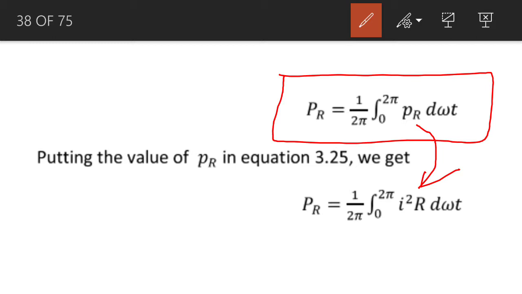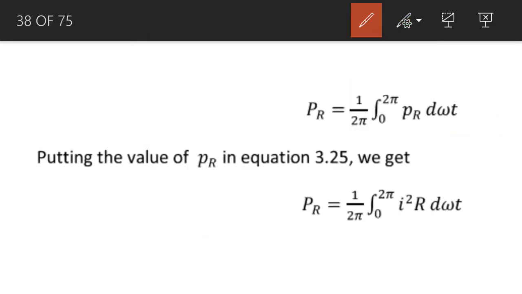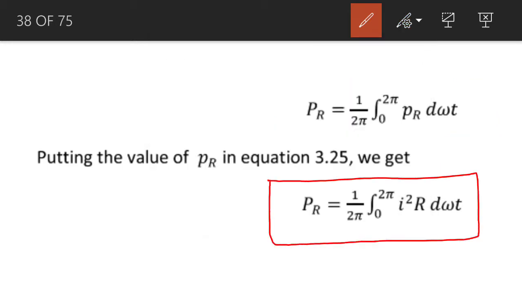In this particular equation, we know that the instantaneous value of the power is equal to I square R. So we calculate the average value of the AC power with the help of this equation. The average value of this power is equal to 1 over 2 pi, the integration from 0 to 2 pi of I square R d omega t.